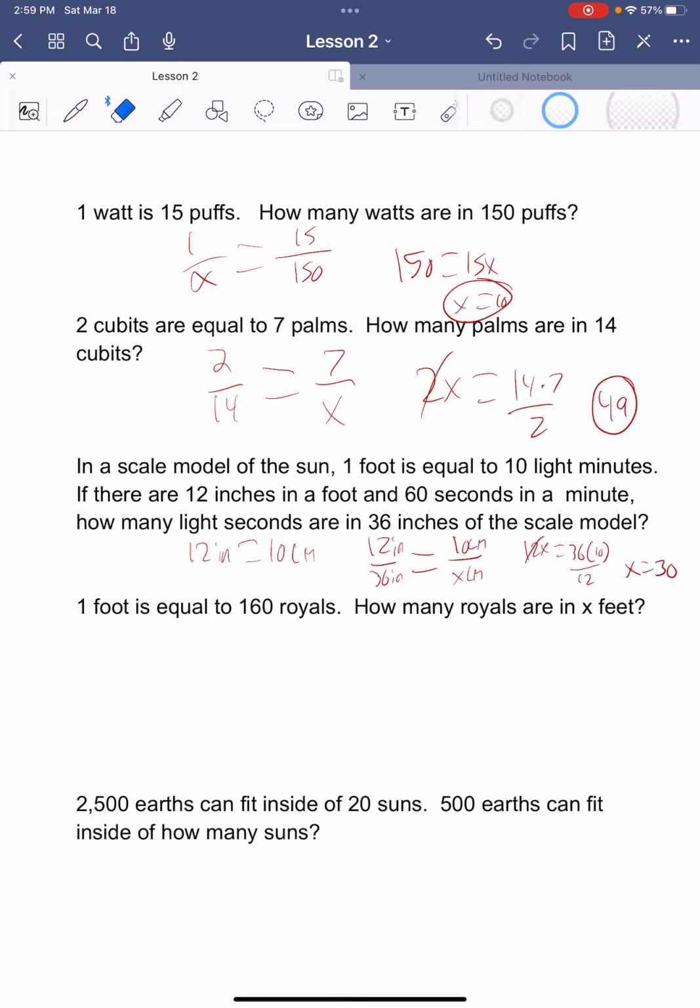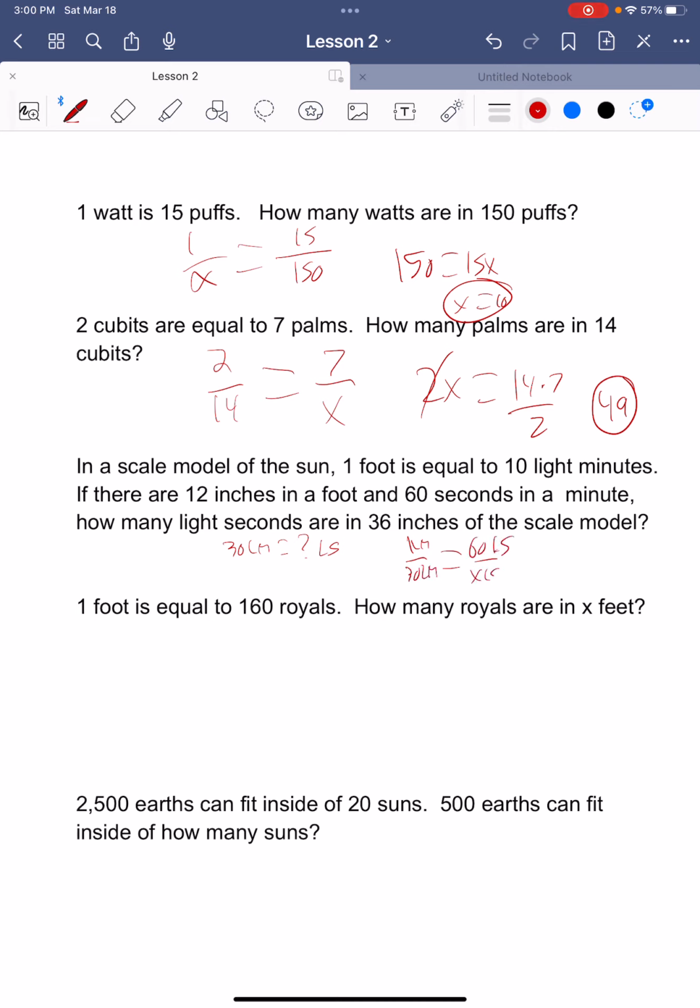Now we have to convert 30 light minutes into light seconds. We'll create our fraction first. We know that 1 light minute over 30 light minutes equals 60 light seconds over x light seconds. So if we cross multiply, we get x equals 60 times 30, which is 1,800. And this is our final answer.